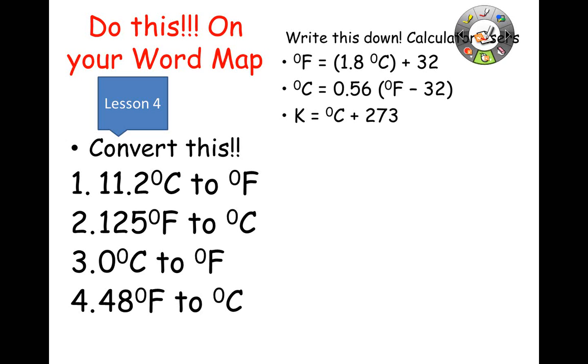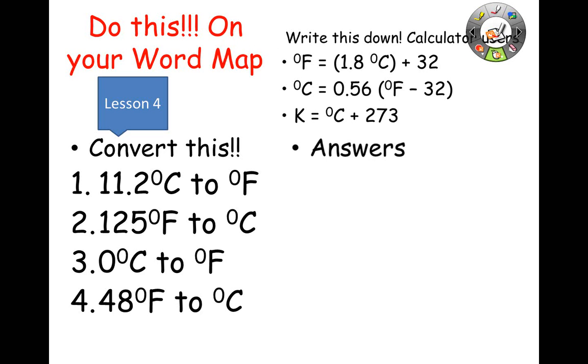And we're going to start with converting these particular examples on your word map. You should be able to use the formulas that you see up above, and it will help you be able to convert those a lot easier. Check your work here after you convert them.